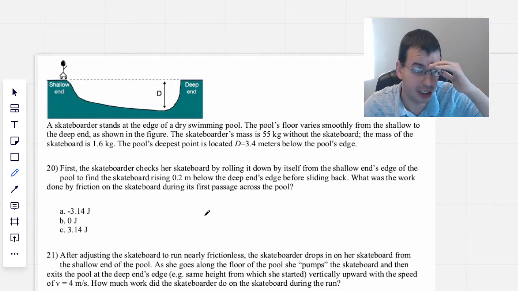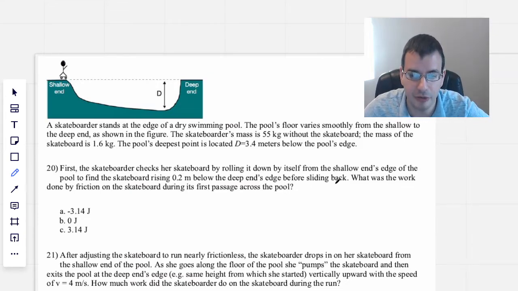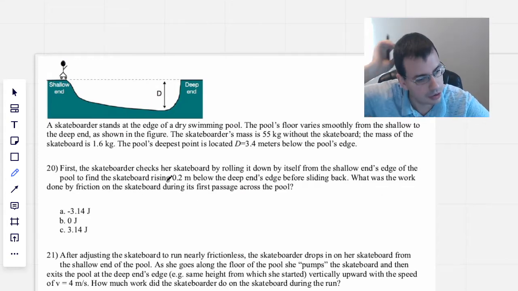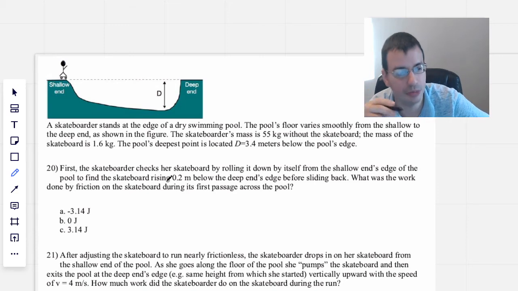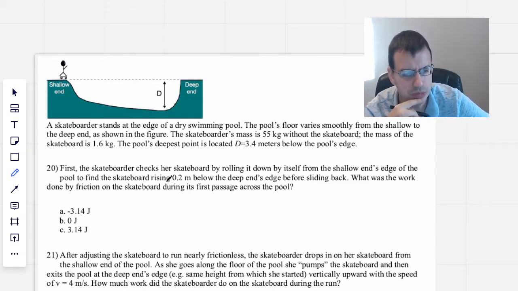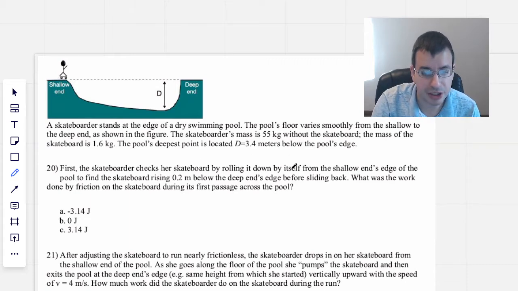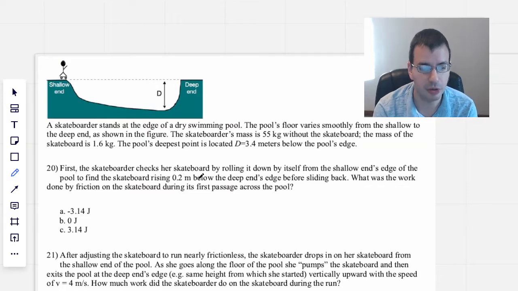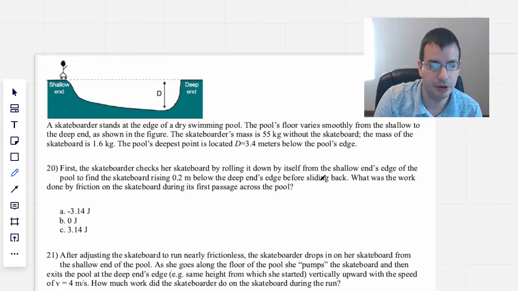First, the skateboarder checks her skateboard by rolling it down by itself from the shallow end's edge of the pool, to find the skateboard's rise. It rises to 0.2 meters below the edge of the pool before sliding back.